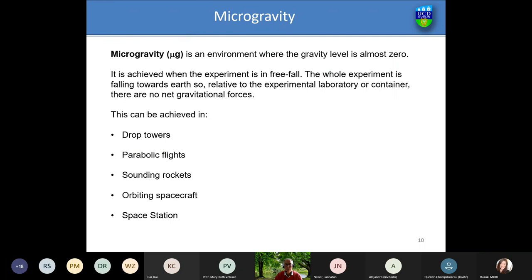Microgravity then is an environment where the gravity level is almost zero, and it's achieved when the experiment itself is in free fall. So the whole experiment is falling towards Earth. So therefore, relative to the experimental lab or the container, there are no net gravitational forces on the sample being studied. And there are a number of ways of achieving microgravity, including drop towers, parabolic flights, sounding rockets, orbiting spacecraft, and space stations. And we're going to look at all of these.